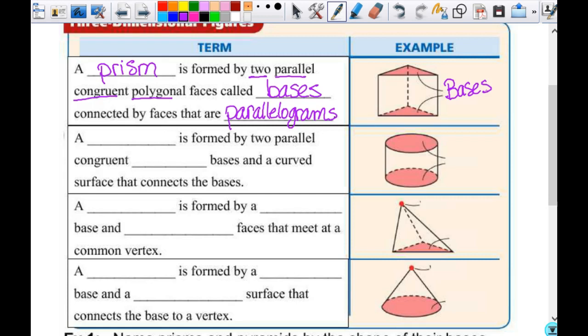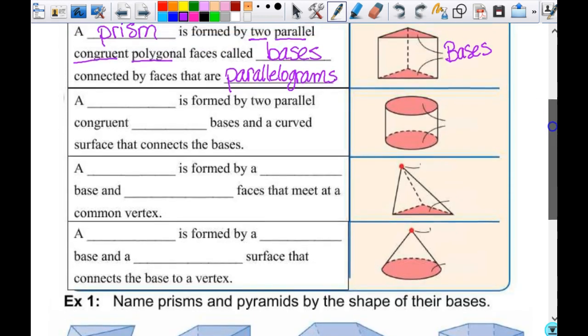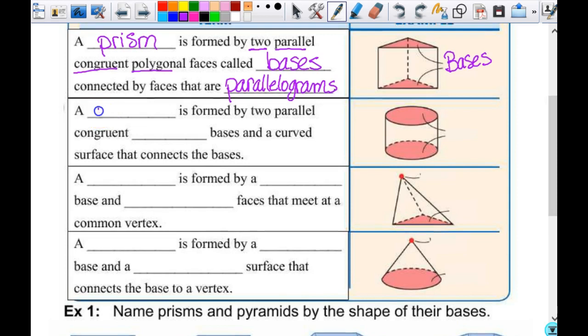Okay. All right. So then what is this thing called here? Cylinder. All right, so a cylinder is formed by 2 parallel congruent circular bases and a curved surface that connects the bases. So for a prism, the base can be any polygon. But for a cylinder, it has to be a circle. That's your only option.